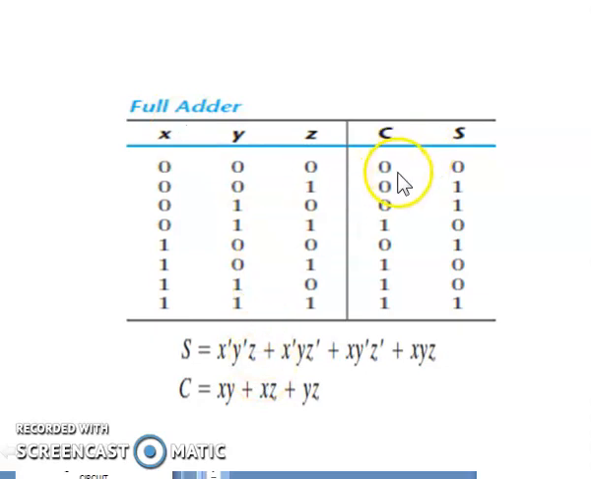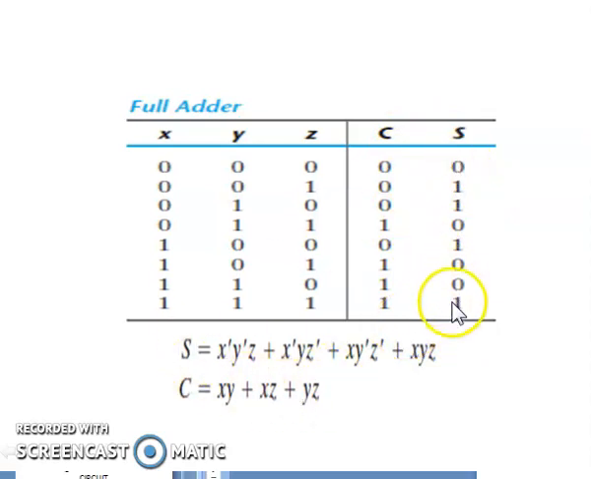Now how to fill this sum and carry column? First add 2 binary digits. For example, if you consider this combination, 0 plus 1, sum is 1. To that sum 1, we need to add again this carry or the third digit. So 1 plus 1 becomes 0 with the carry 1. Sum is 0 with the carry 1. So use the binary addition to fill the sum and carry column.